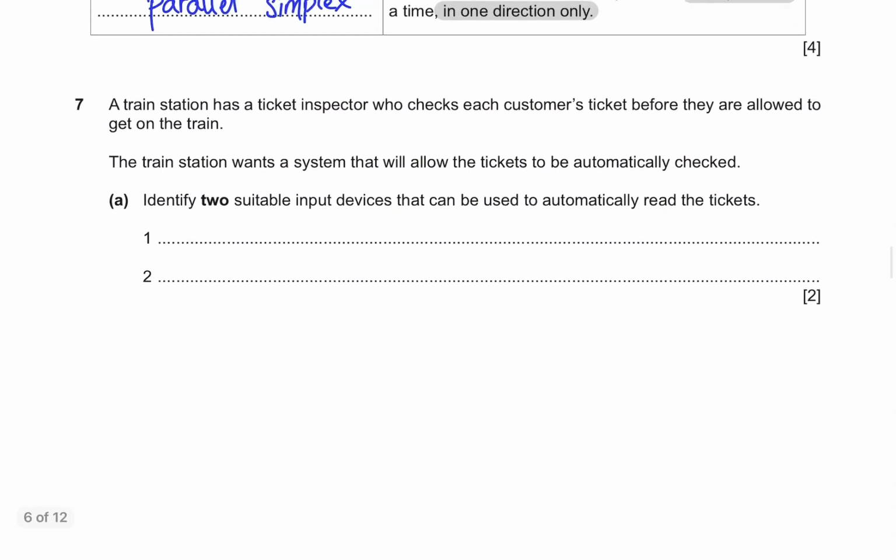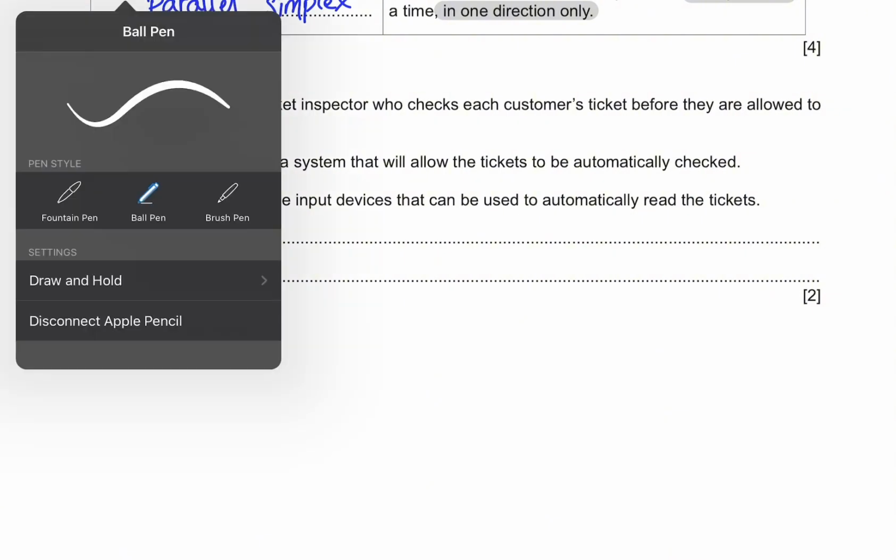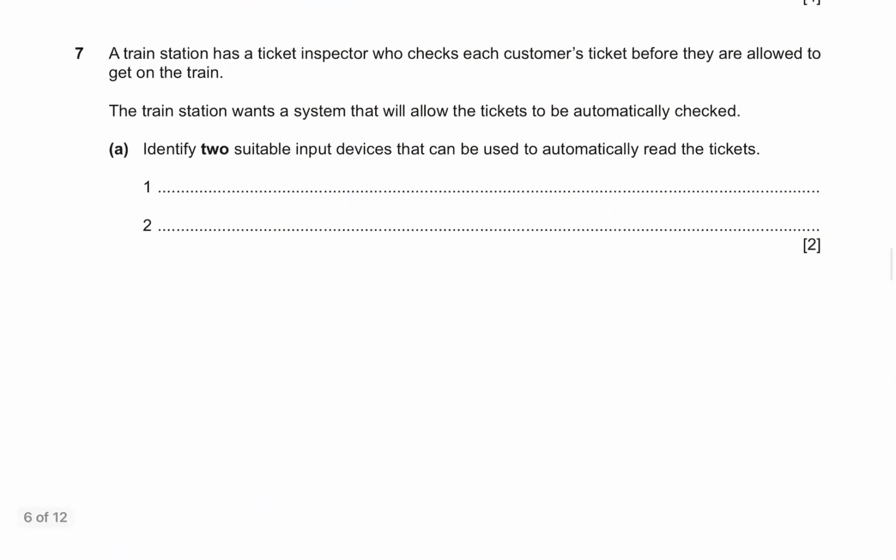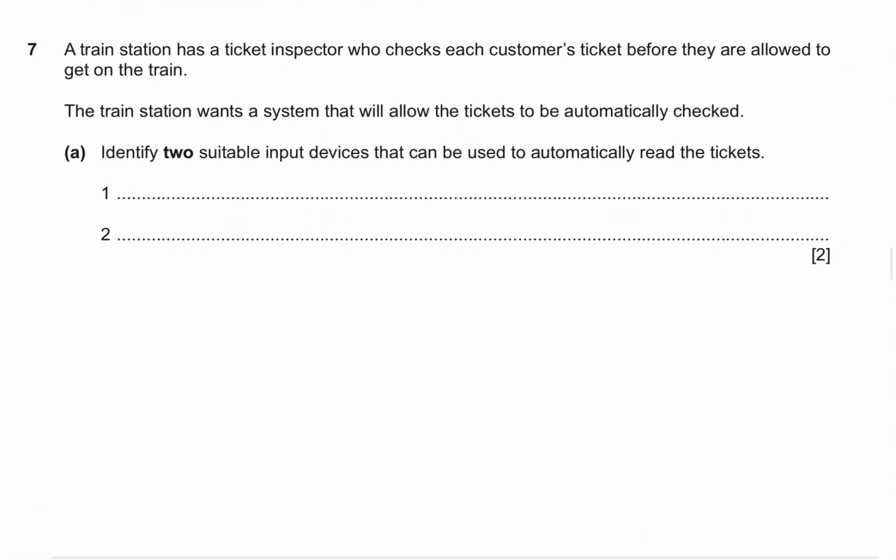The next question says a train station has a ticket inspector who checks each customer's ticket before they are allowed to get onto the train. The train station wants a system that will allow tickets to be automatically checked. Identify 2 suitable input devices that could be used to automatically read the tickets. What are the 2 suitable devices which you think you use in daily life which automatically checks the details?